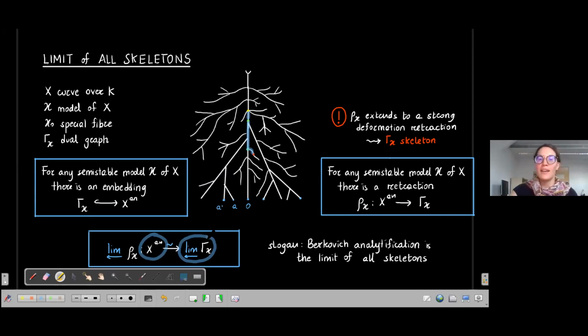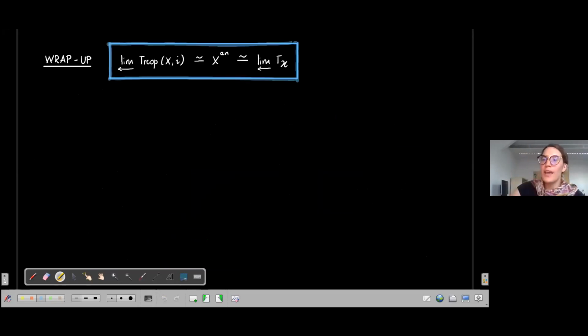Okay, but let me wrap up and conclude. So what we've seen today are these 2 points of view on the Berkovich space, at the same time as the limit of all tropicalizations and the limit of all skeletons associated to models. As I mentioned, it really depends on the context and on the tools that you want to use. You can take one or the other. So for instance, the skeletons will give you explicitly a polyhedron that sits inside the Berkovich space.